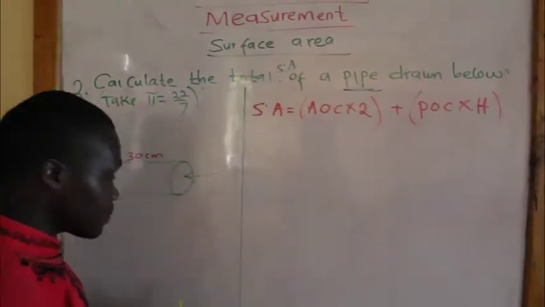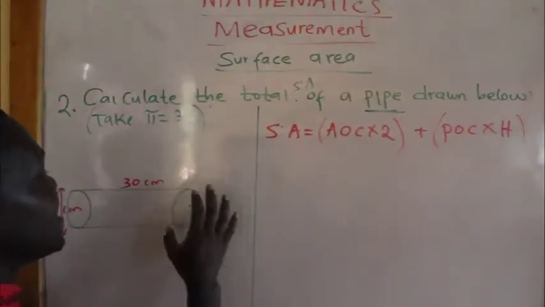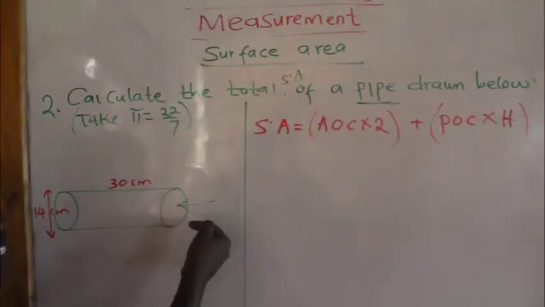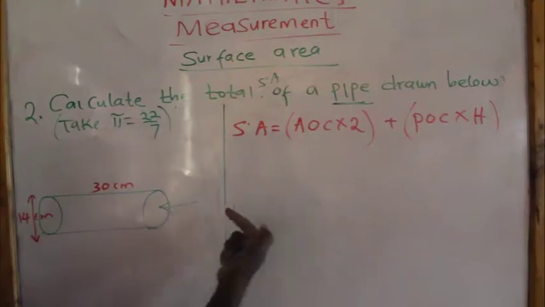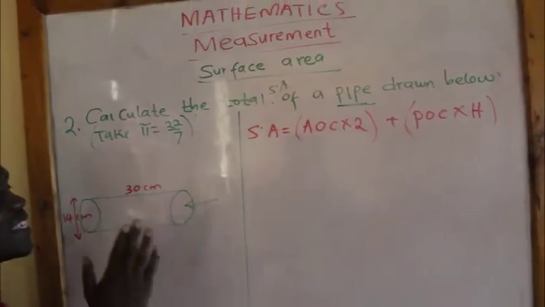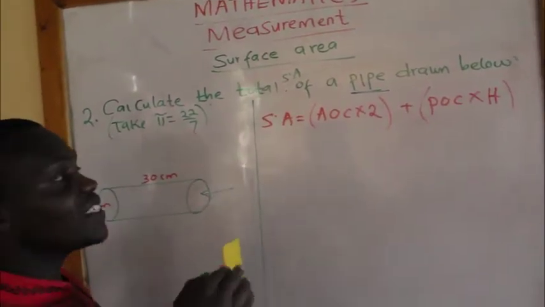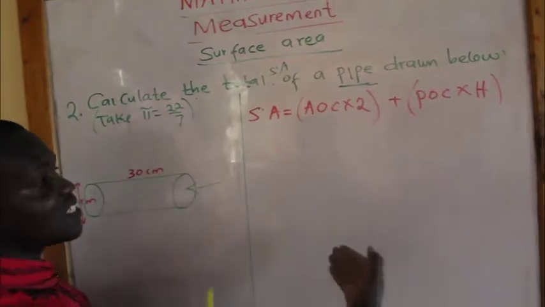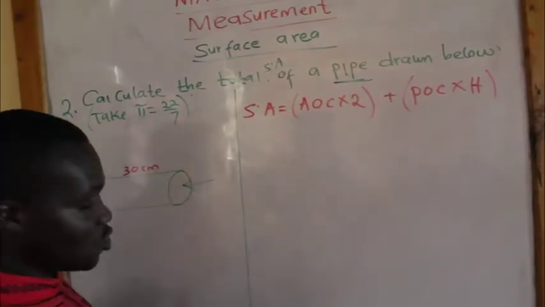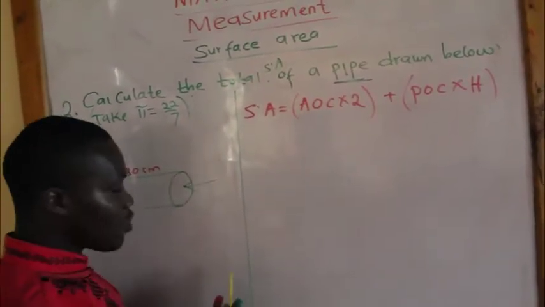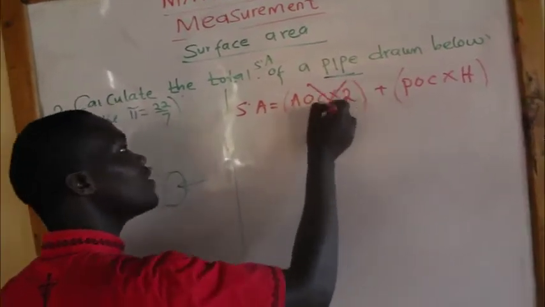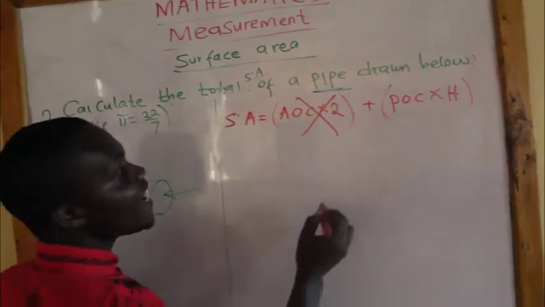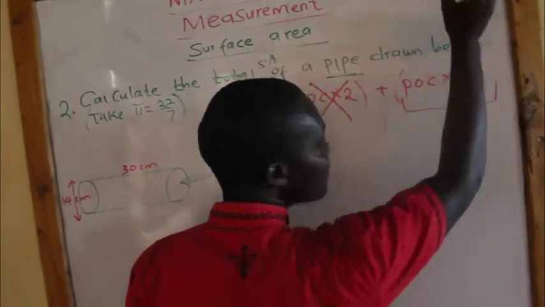So in this case, the cross section is a circle, but you can see there is no tangible surface from that point. It is a hole. So in a pipe, we don't have the cross section because it is a through hole. So this time round, we are going to avoid the cross section because we don't have it. Now we are left with the curved surface part.